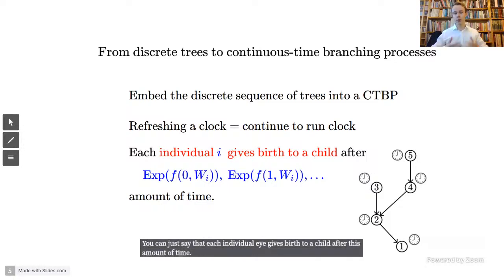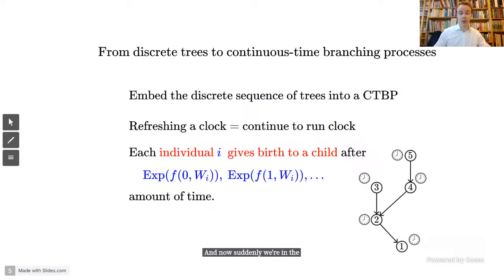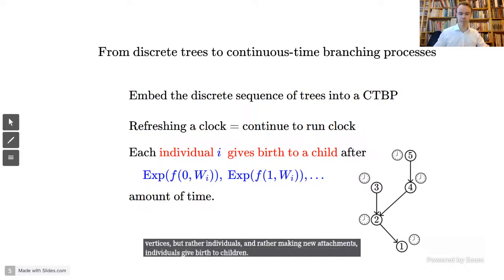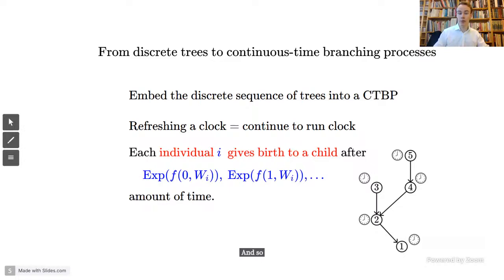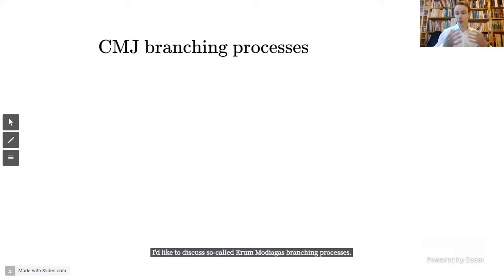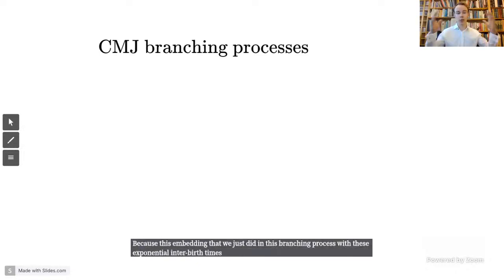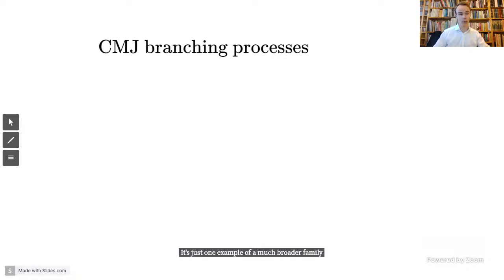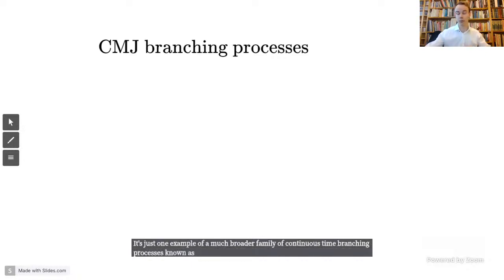And now suddenly we're in the world of branching processes, where we no longer have vertices, but rather individuals, and rather than making new attachments, individuals give birth to children. And so that is how our continuous time branching process is going to work. And to make this a little bit more precise, I'd like to discuss so-called Crump-Mode-Jagers branching processes, because this embedding that we just did in this branching process with these exponential interbirth times is just one example of a much broader family of continuous time branching processes known as these CMJ branching processes.